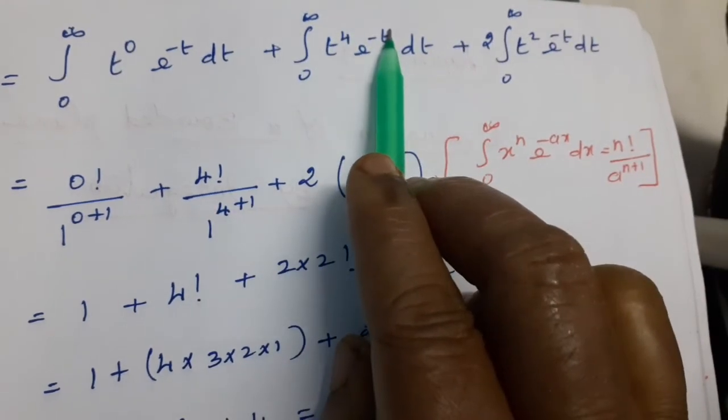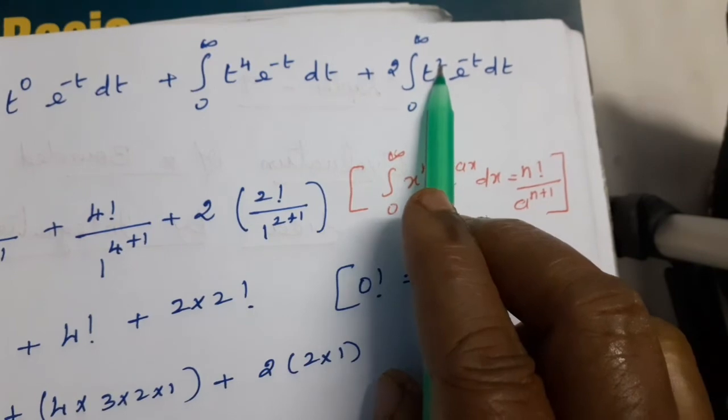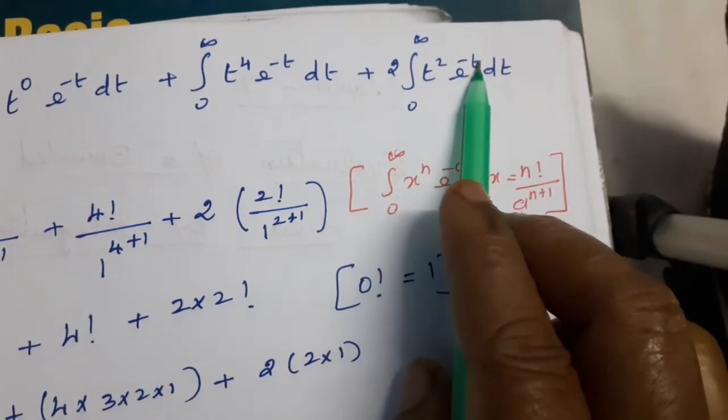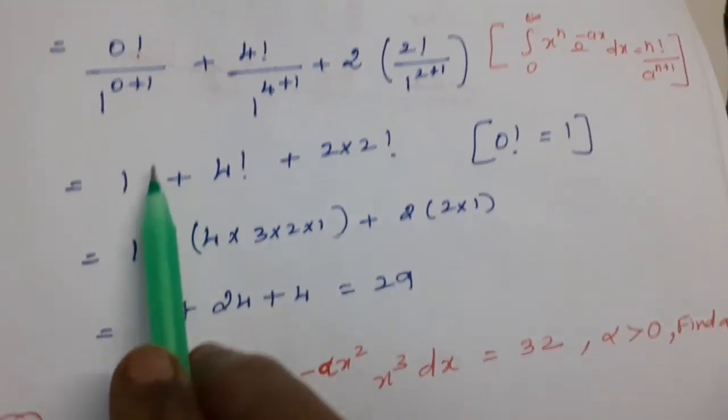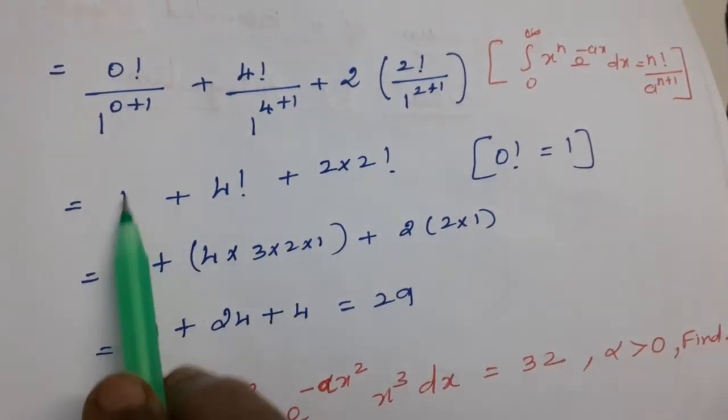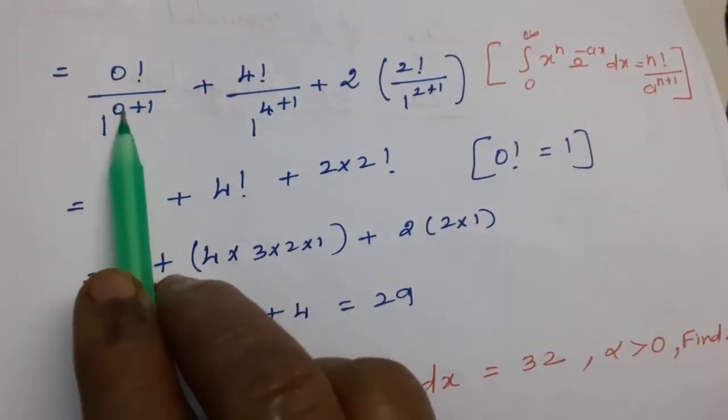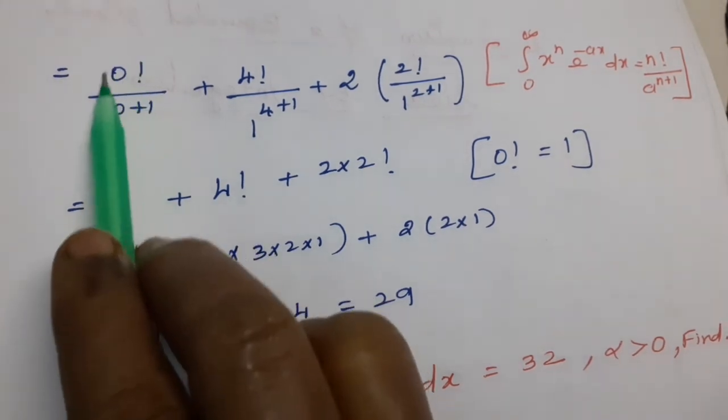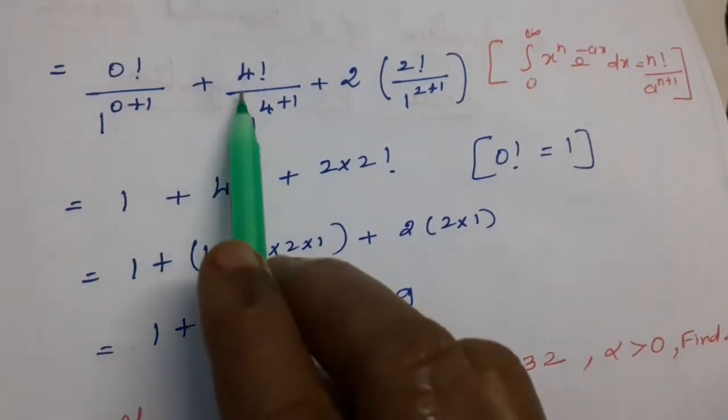Here, what is our a? a equal to 1. Here, instead of 1, what? 2 factorial, n here, a equal to 1. So substitute the formula. After substituting we get 0 factorial, which is always 1. 0 factorial is 1. 1 power 0 plus 1 is what? 1. 1 power 1 is 1. 0 factorial is what? 1 plus 4 factorial.